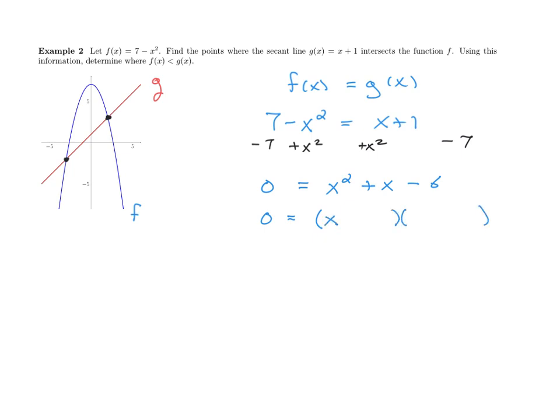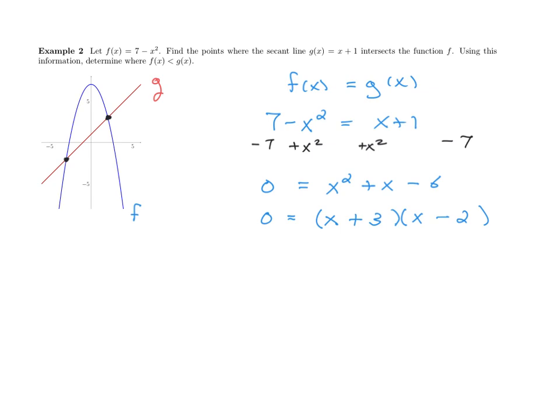You'd have to have an x and an x to multiply to an x squared. The last term is negative, which means you'd have to have a positive and a negative. We now need two numbers that multiply to -6, yet add to a positive 1. And I think the only choice would be 3 and -2. The product is definitely -6. The sum of those two numbers is +1.